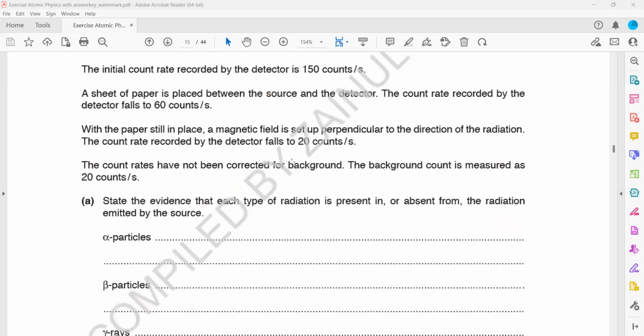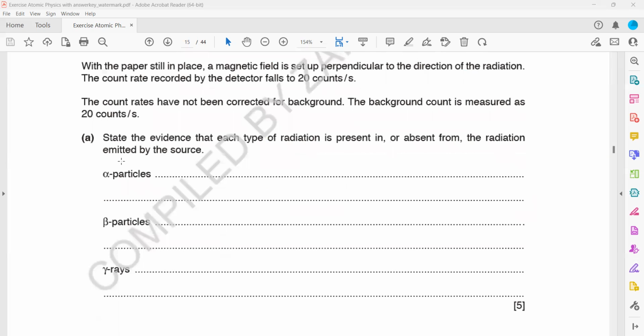The next one: the count rates have not been corrected for background. So the background measured was 20. Not corrected for background means we did not subtract the background radiation, and the background radiation was 20. State the evidence that each type of radiation is present or absent from the radiation emitted from the source. So alpha, we will say it was present. And what is the evidence? Because the paper blocked the alpha, which reduced the counts.